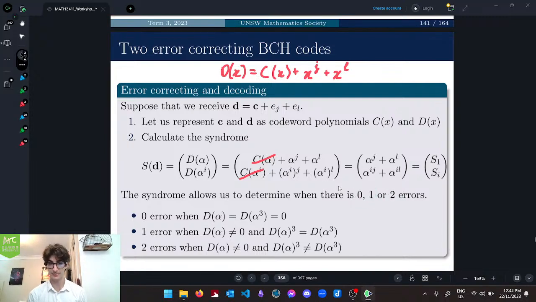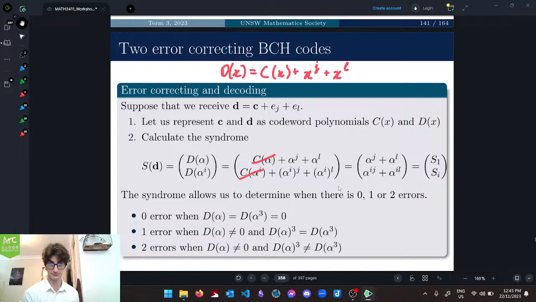If there's 0 errors, that's going to be the case when d of alpha equals d of alpha to the 3 equals 0. I feel it was a mistake to pick 3 here. I think that's more harkening back to the previous example. 1 error when d of alpha is non-zero, and yes, when you can take out or put in the power of 3, and 2 errors when d of alpha is non-zero, and you cannot take in the power of 3 or take out the power of 3. So really here it should be power of i.